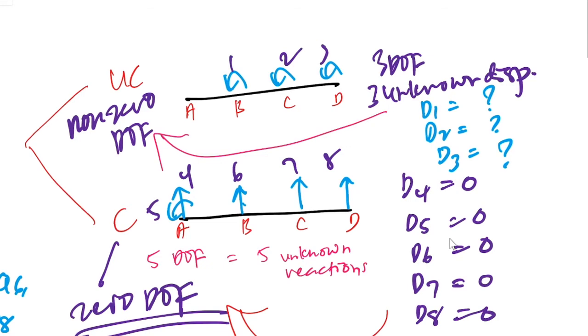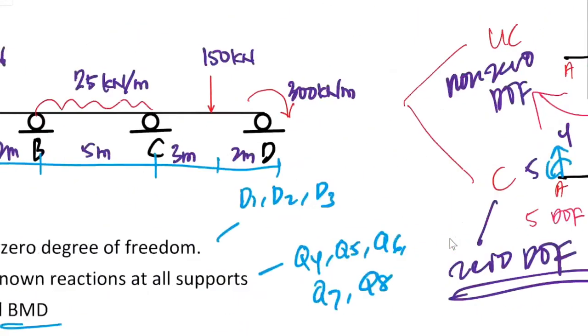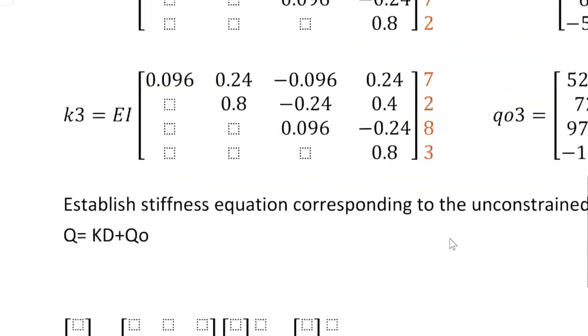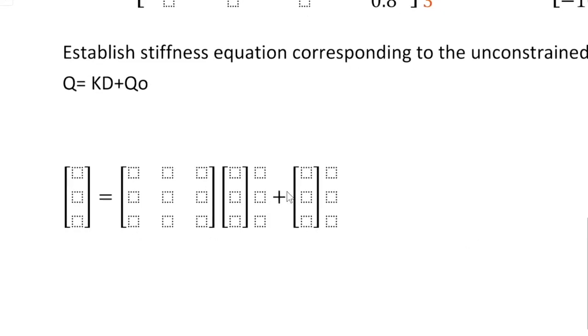So we just have to refer back to the main diagram. There is no applied moment at B, there is no applied moment at C, but at D there is an applied moment of magnitude 300 kNm in the clockwise direction, opposite with the sign convention, so it is negative 300. So the values that we need to put here for Q1, Q2 and Q3 are 0, 0, and negative 300.